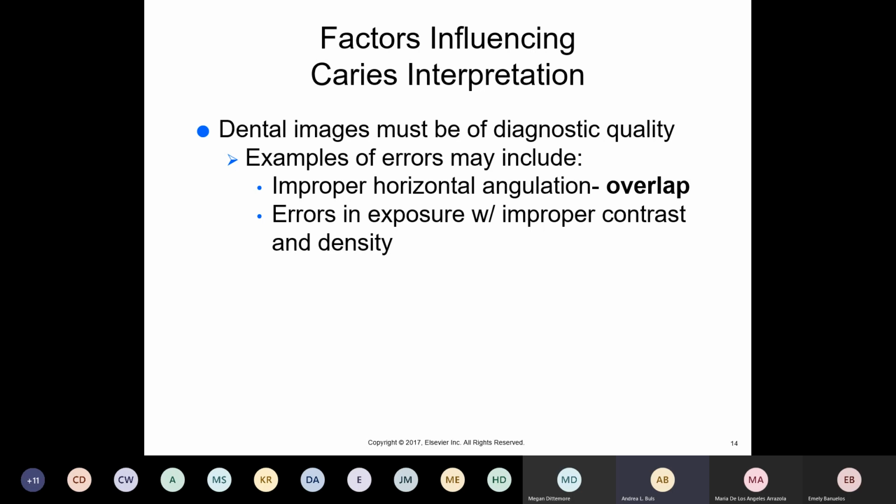So we need that parallel relationship. If it's elongation or foreshortening, it's going to be vertical angulation. If we have an error in exposure, contrast would be KVP, density would be MA or time. So I want you guys to feel confident in knowing what changes you need to make if there's an error made.